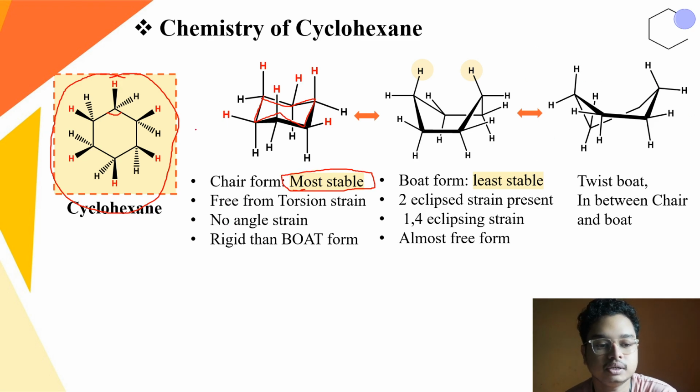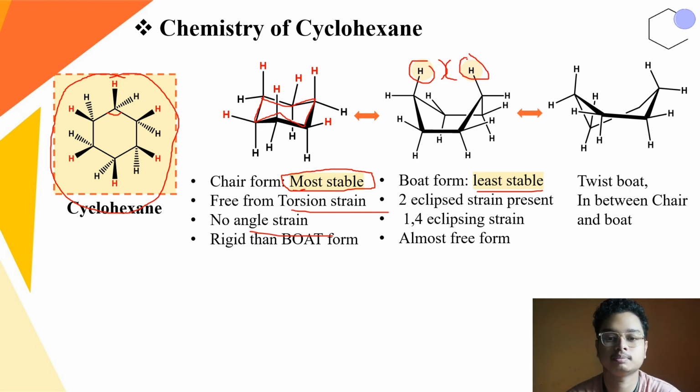This cyclohexane chair form is free from torsion strain and angle strain, but it is a little bit more rigid than a boat form. And the boat form is something like this. This form is the least stable because of the eclipsing strain present between these two hydrogens. These two hydrogens are in close vicinity, and due to this there is an eclipsing strain, and also this is present in the 1,4 position, so there is a 1,4-diaxial strain. That's why the chair conformer becomes much more stable than the boat conformer.